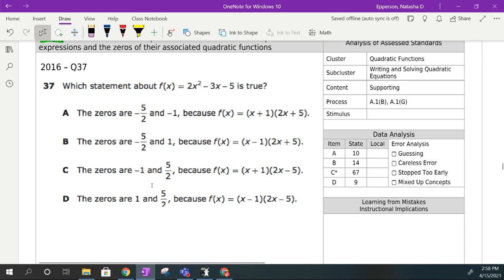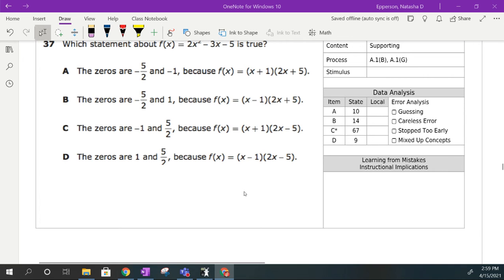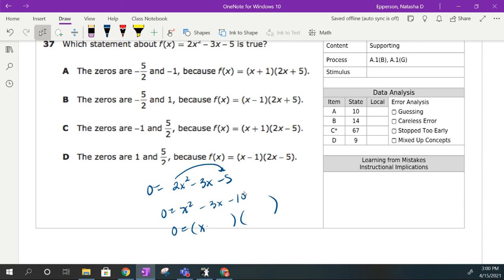I'm going to go ahead and, in this case, we could potentially use our answer choices. All right, so I'm going to have to solve this and get the factors. So I'm going to do 2x squared minus 3x minus 5. I'm going to take the 2, flip it to the end. This is 0 is equal to x squared minus 3x minus 10. I'm going to think of the factors. We're going to have a minus and a positive. 5 and 2, it's going to be negative 5 and positive 2.